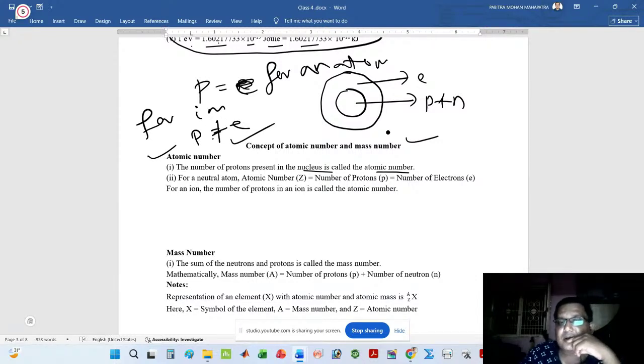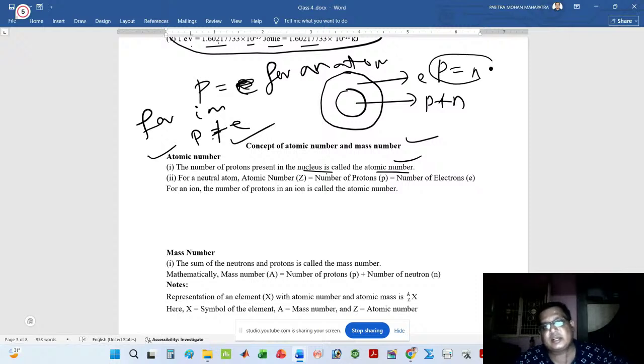So for the atomic number definition, we can say that the number of protons present in the nucleus is called atomic number. Remember, we cannot say that in all cases the number of protons is equal to the number of neutrons. That is not possible. How many protons are present in the nucleus, that is your atomic number. Suppose 6 protons are present, then the atomic number is 6. If 5 protons are present, then the atomic number is 5.